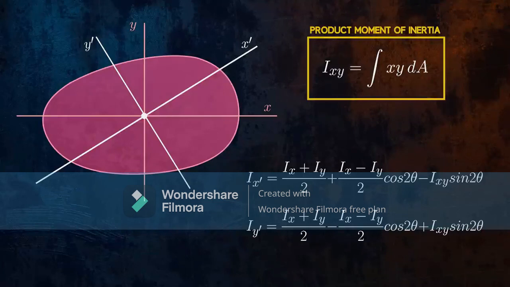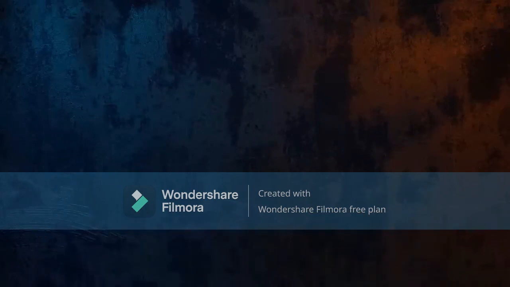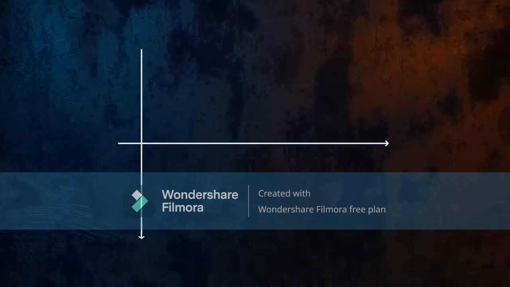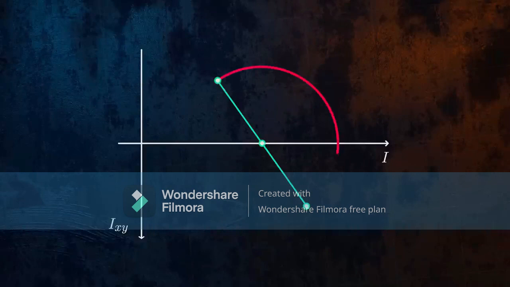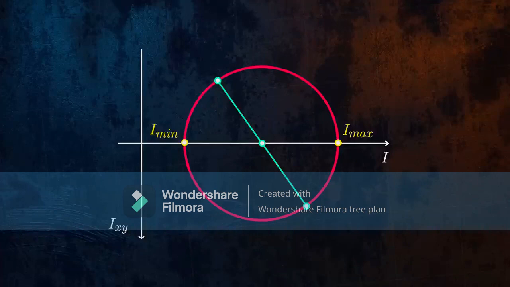Rotating the reference axes works in a very similar way to transformation of stresses, which I covered in a video on stress transformation. This is because, like stress, the area moment of inertia is a tensor quantity. In fact, you can even use Mohr's circle to determine moments of inertia for rotated axes, like you can with stresses. It has I on the horizontal axis, and the product of inertia, Ixy, on the vertical axis. You can use Mohr's circle to find the principal moments of inertia, which are the maximum and minimum values for any angle of rotation.